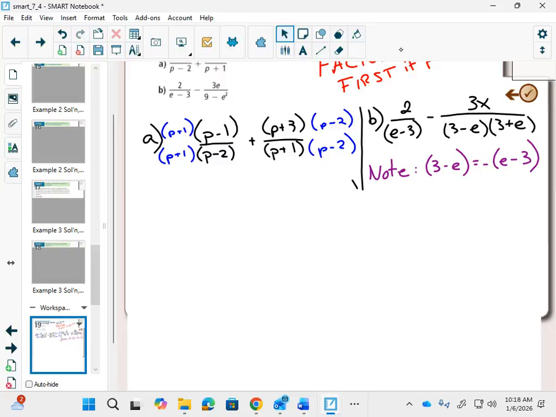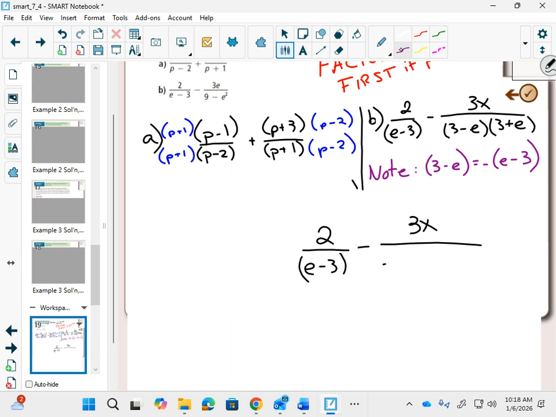That's going to be very important, because if you miss that, you will turn this into a grade 12 factoring question, which you will not be able to do. So it's like tiny little details can change a question to become very hard. So I'm going to rewrite this 2 over e minus 3 minus 3x over, and I'm going to rewrite this as negative e minus 3, 3 plus e.